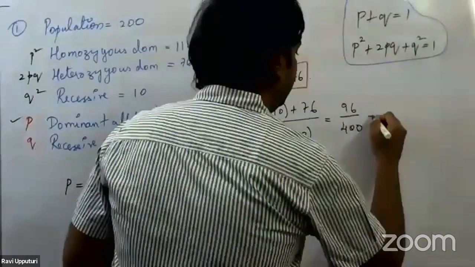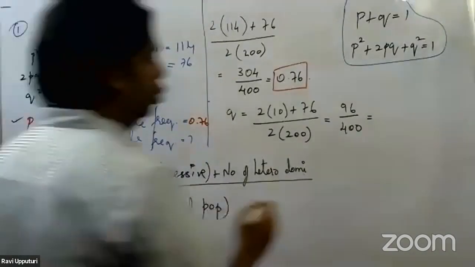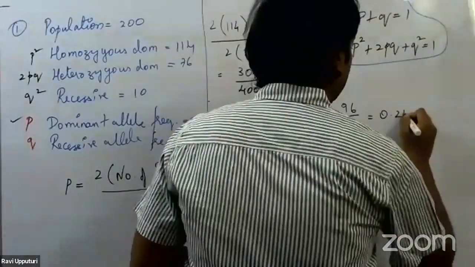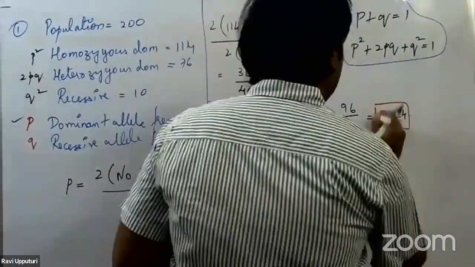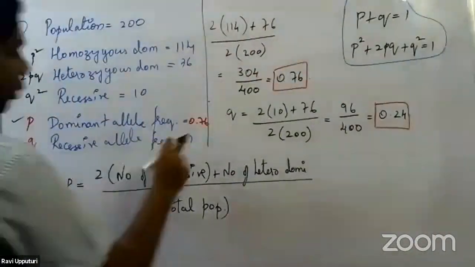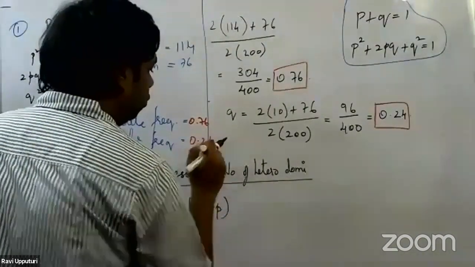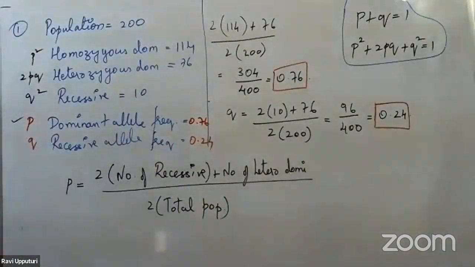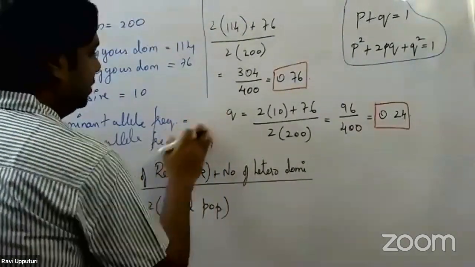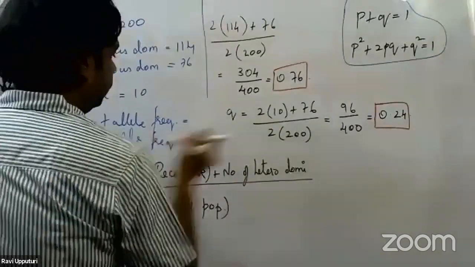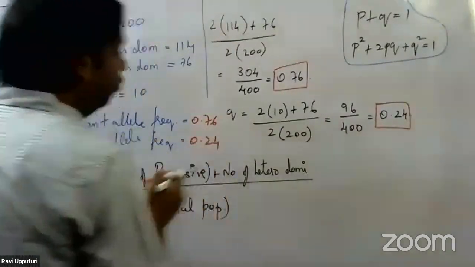So when we start simplifying this, the value we'll be getting is 0.24. So this would be our recessive allele frequency. The recessive allele frequency would be 0.24. In simple terms, this would be 0.76 and this would be 0.24, right?